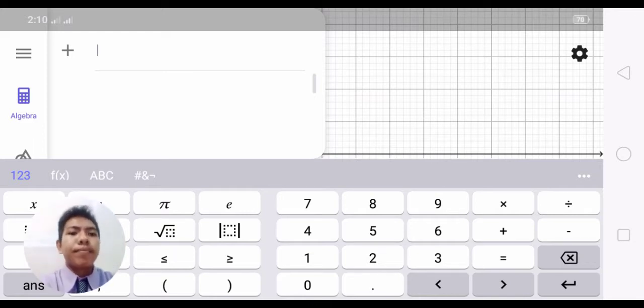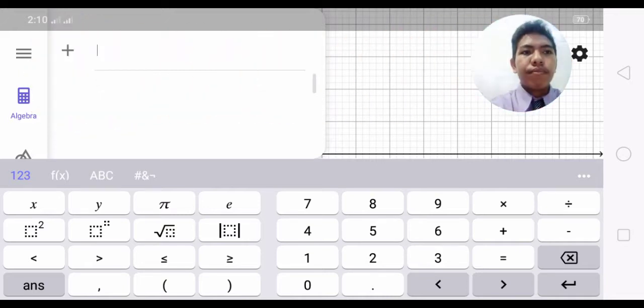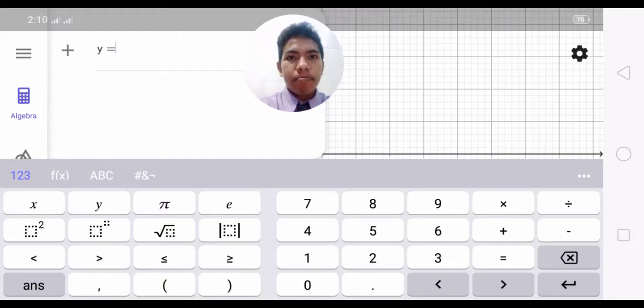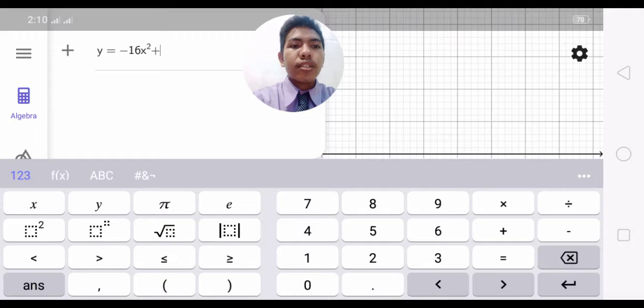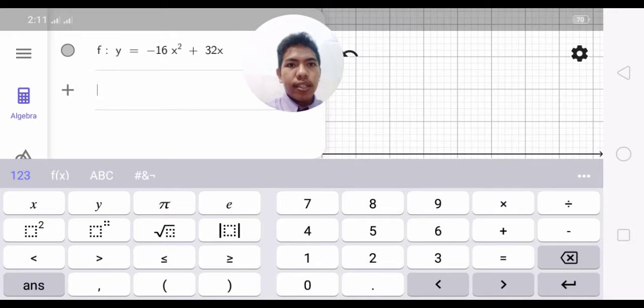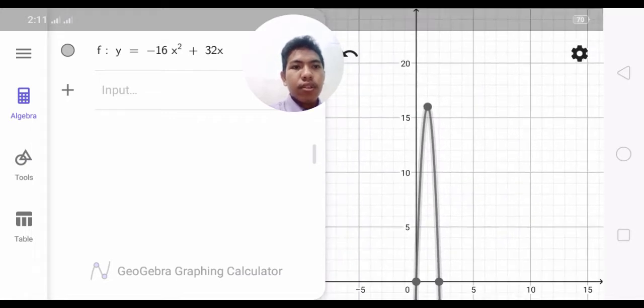We have y. Just gonna put it right here. We have y minus negative 16x squared, okay, plus 32x. Let's see what the graph looks like. Where's the graph? There it is.